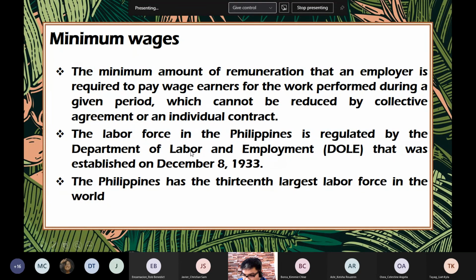Next bullet point. Tanaka. The labor force in the Philippines is regulated by the Department of Labor and Employment that was established on December 8, 1933. Okay. Ako na magbabasa para kay Ms. Bustamante. So naka-credit na siya. The Philippines has the 13th largest, sabi ng book, in the world.